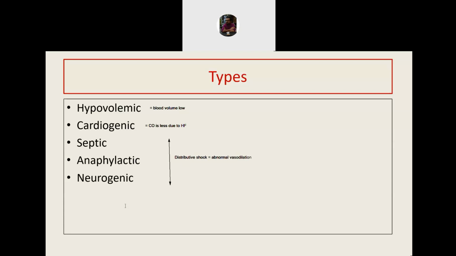Distributive shock can be of 3 types. Septic shock, where the dilation is caused by bacterial toxins. It can be anaphylactic shock, where it is caused by allergy and release of histamine. And it can be neurogenic shock, which is caused by loss of sympathetic supply. So whatever be the cause, ultimately there is excessive vasodilation, and this excessive vasodilation causes reduction in the forward pressure, and so perfusion pressure decreases. So in every shock, the end product is reduced tissue perfusion.